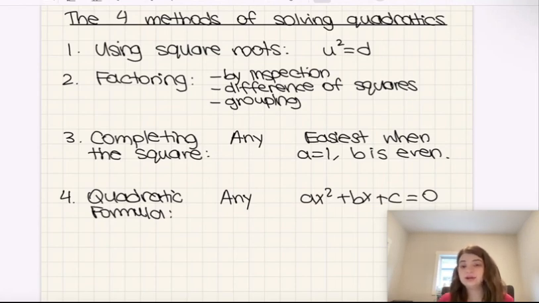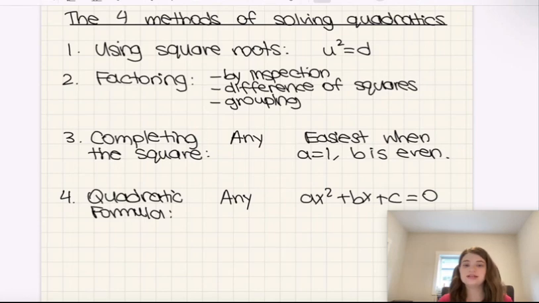Now, this can be a really good method if we can immediately see how to factor it very quickly and easily. We can factor using inspection, grouping, or difference of squares. So if we look at a quadratic and we can tell right away, oh, that's a difference of squares, then it's probably faster to just use that method to factor it and then solve it than to use any other method. Same with inspection, and same with grouping. If we can quickly and easily figure it out, then go for it.